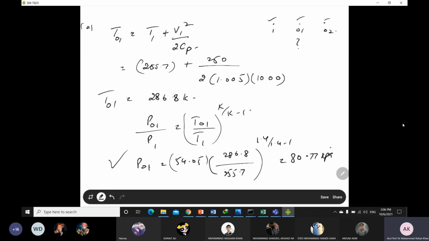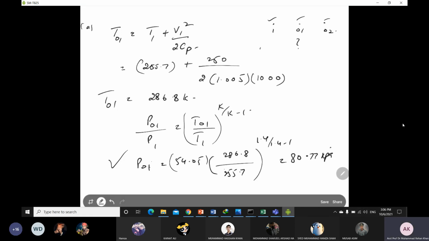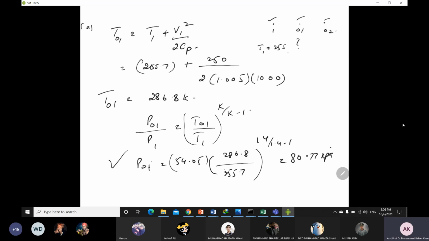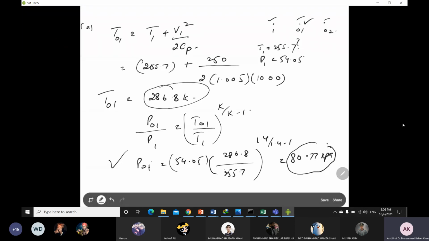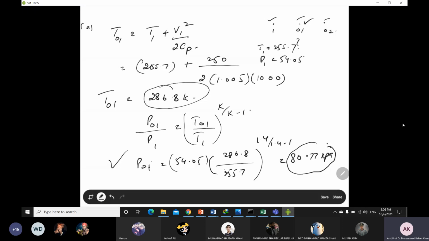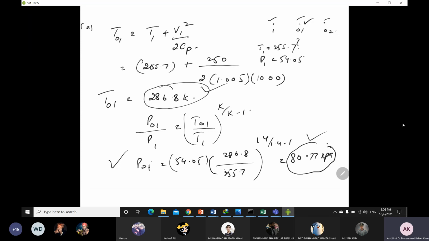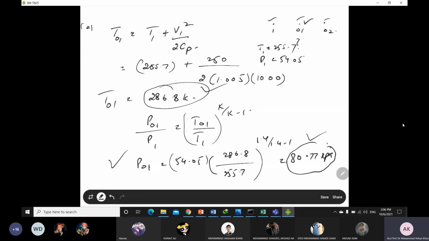If you notice from these values, you can easily judge that at point number 1 we have temperature 255.7 and pressure at point 1 is 54.07. So at the stagnation point, which is 0.1, we get an increase in temperature, and we also get an increase in pressure as well. We already discussed in the previous slide that by using the equation we get an increase in temperature by some term. So this is how we get the increase in temperature. If you have any question, you can ask me, and then we will solve part B as well.